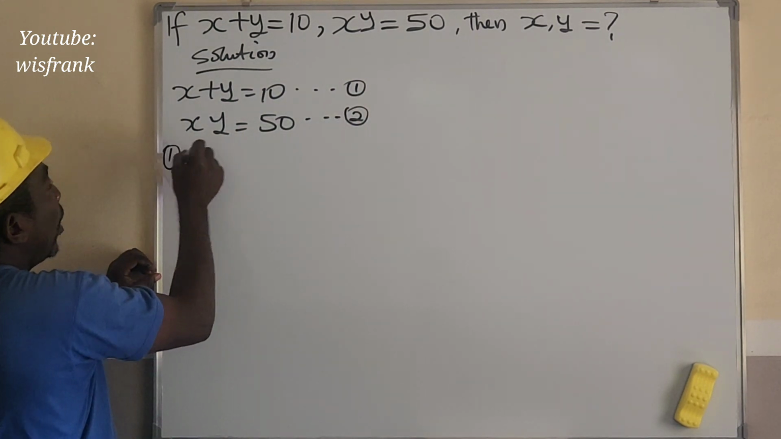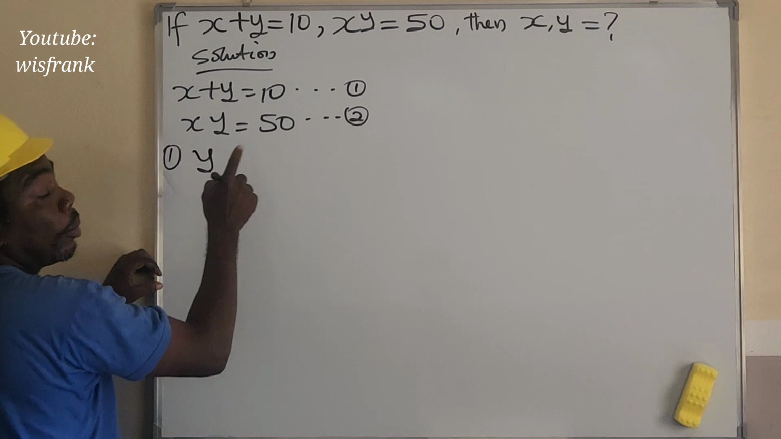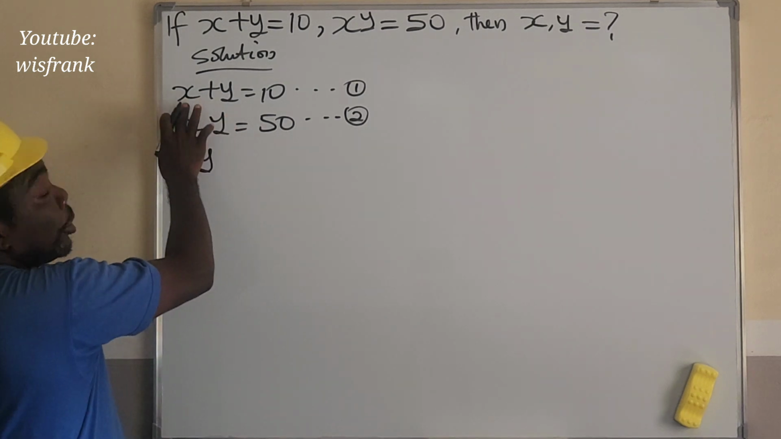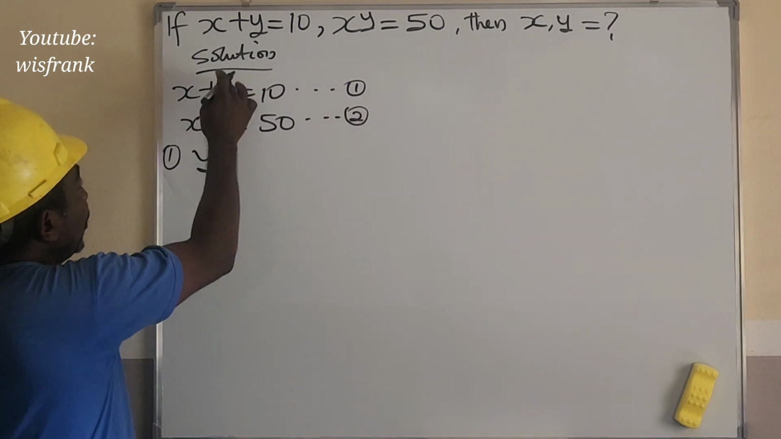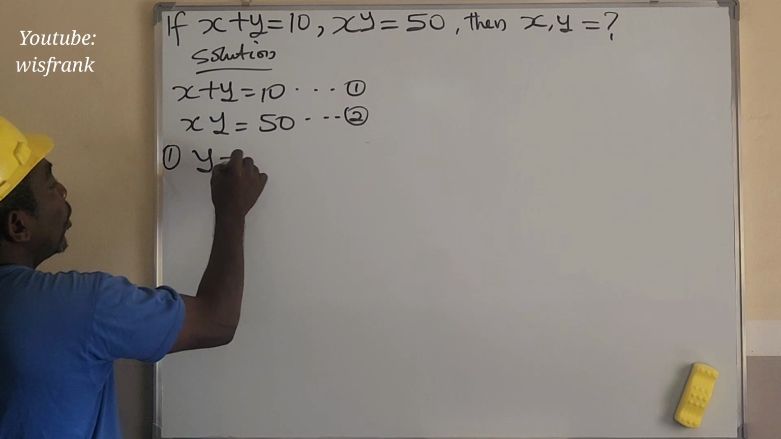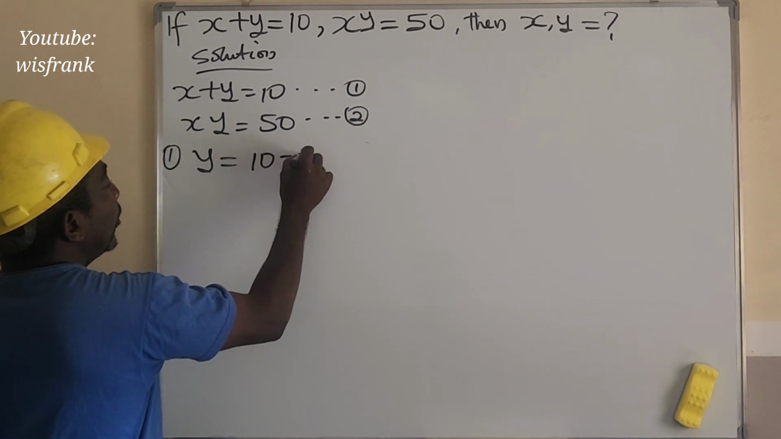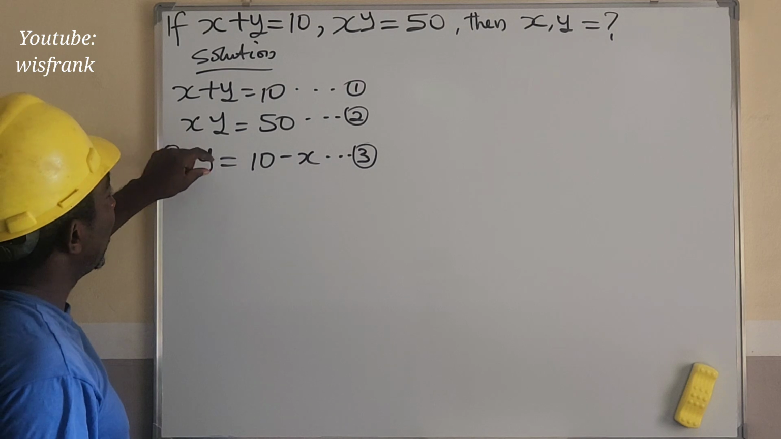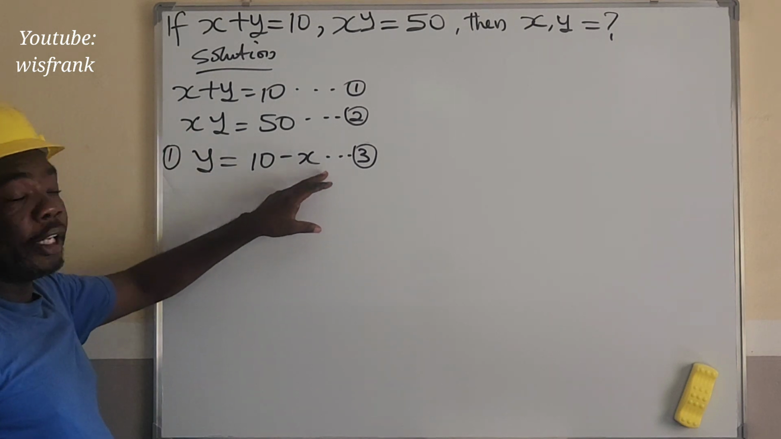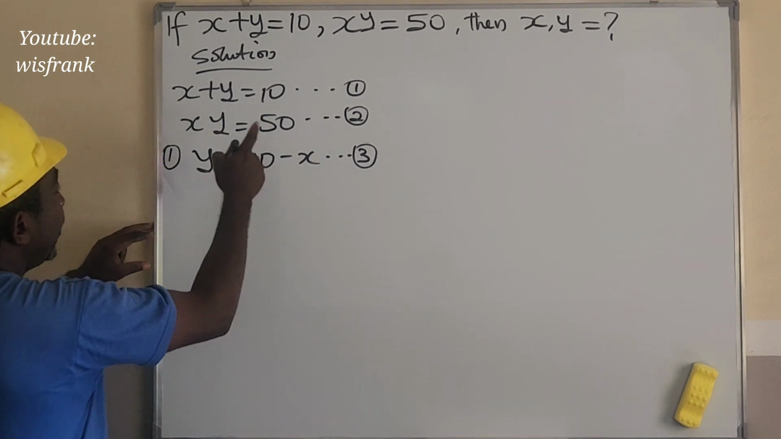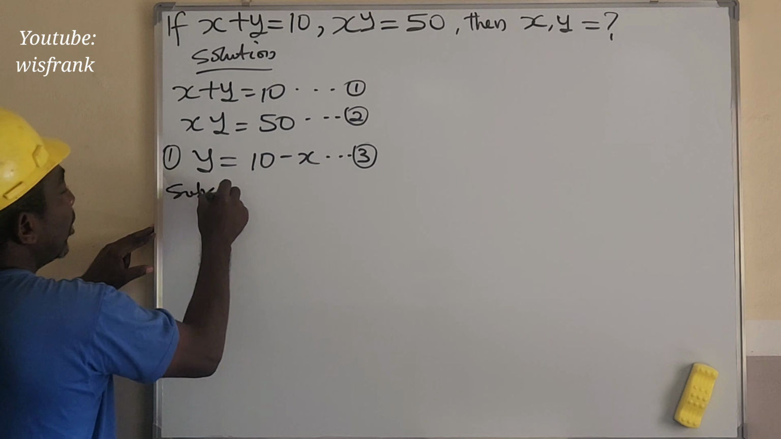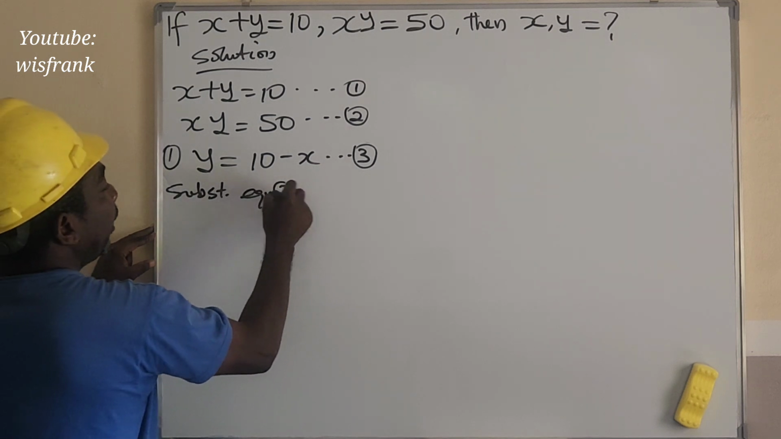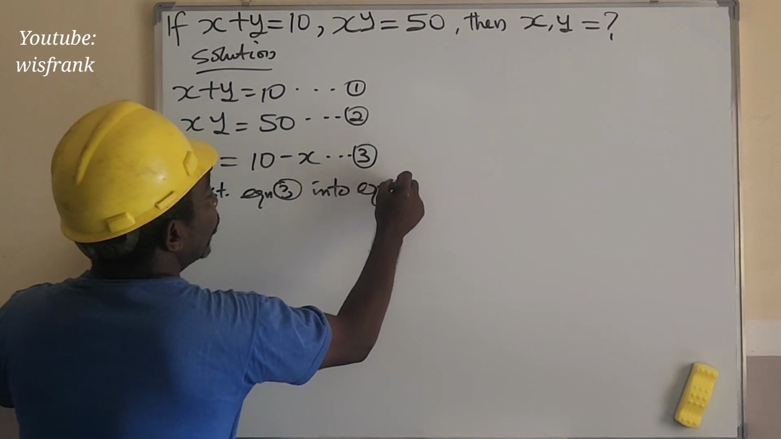Then from equation 1, let's make y the subject of the expression by transposing x to this other side. So this will become y equals 10 minus x. This is equation 3. So here we can substitute equation 3 into equation 2.